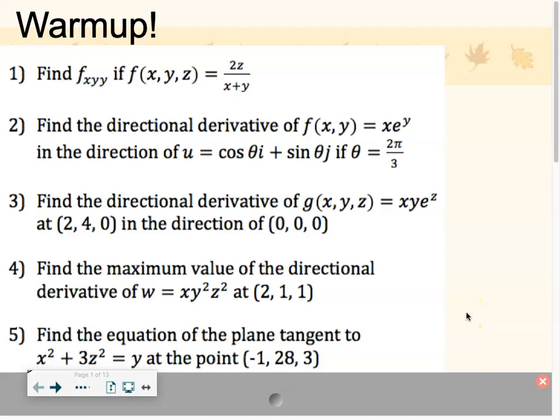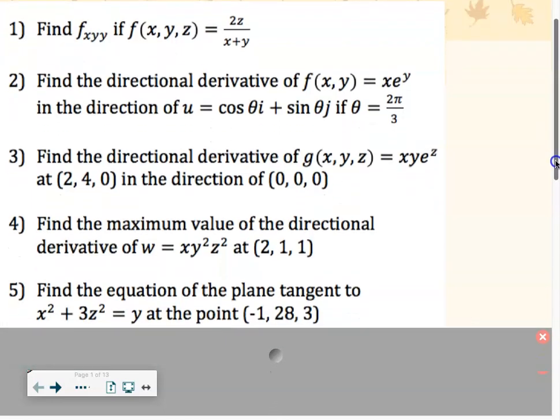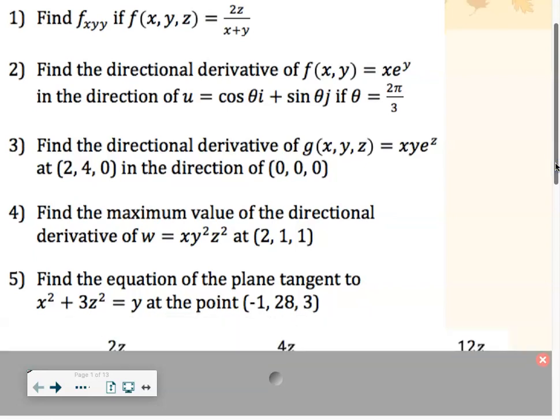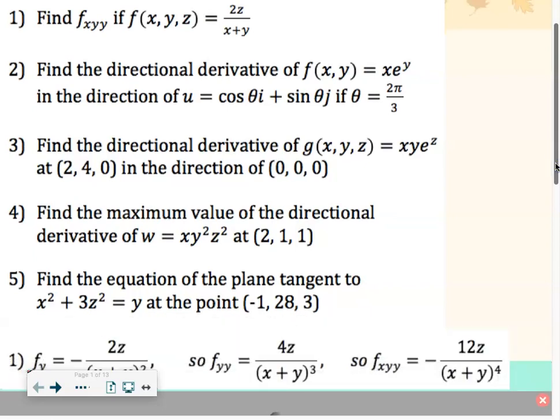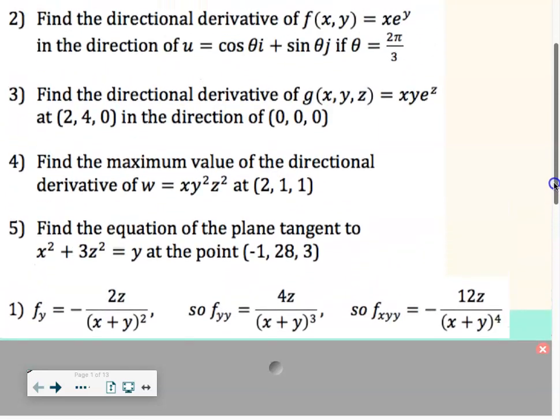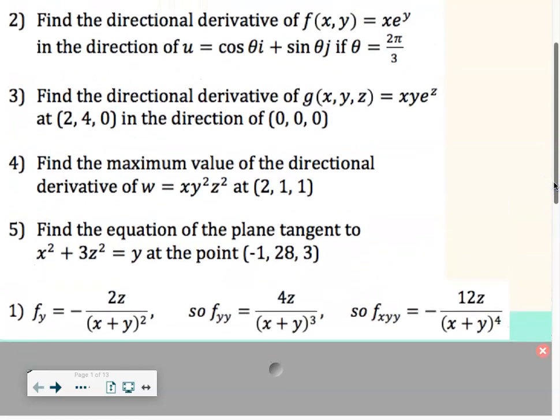Going through the warm-up real quick. I did a little walk around. All of you got number 1 perfect. We don't even really have to talk about it. So, lovely: partial x, partial y, negative 12z over x plus y to the 4th. Every single group got it right. Were there any questions on number 1?